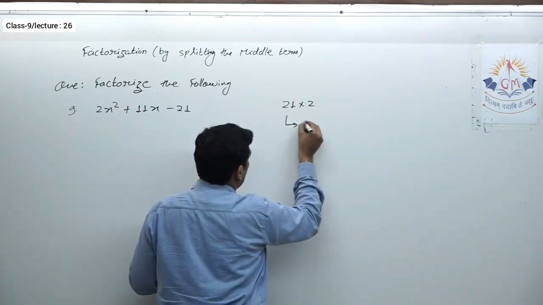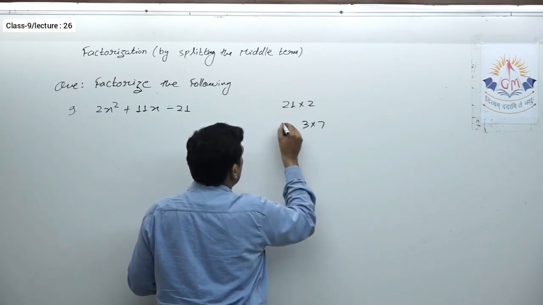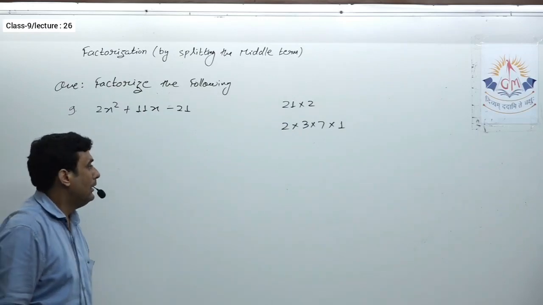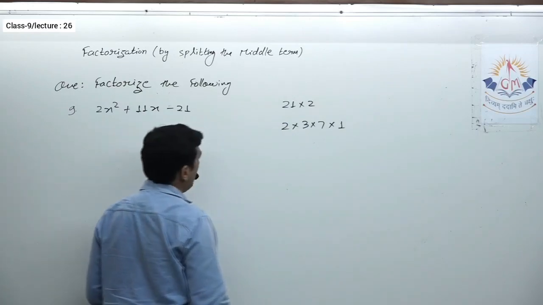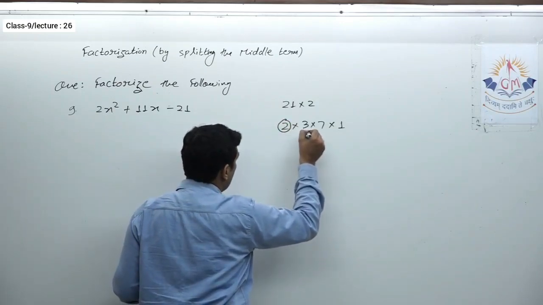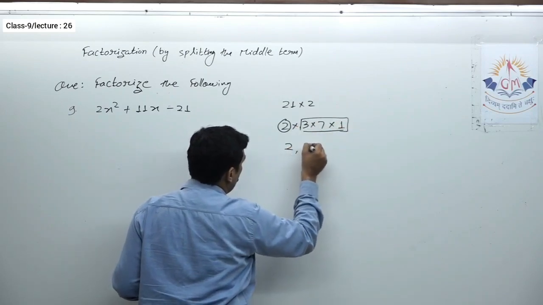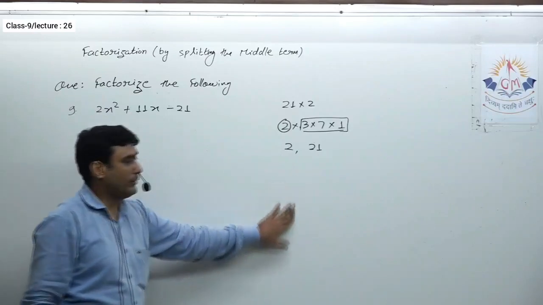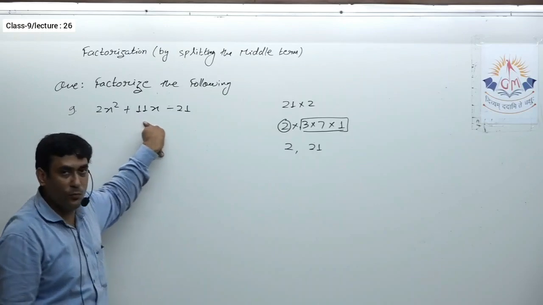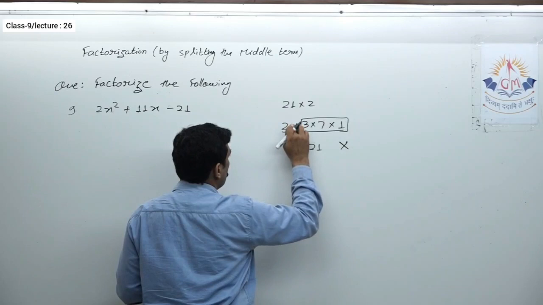So here factors of 21 are 3 into 7 and factors of 2 are 2 and 1. So if I write in order, I will get these factors. Okay, now I need 11. So if I take this 2 and these 3 in a separate group, here I get 2 and here I get 21. So 21 plus 2 will be 23, 21 minus 2 will be 19. That means I won't get 11. So this is an incorrect combination.